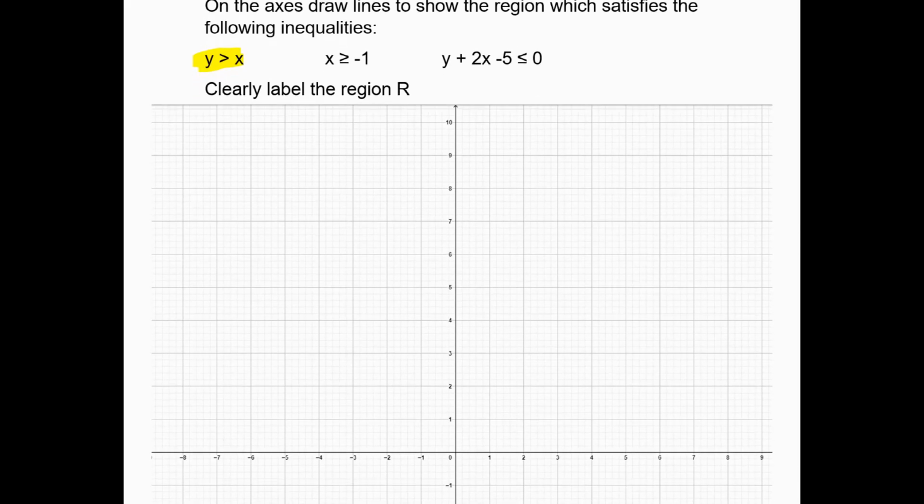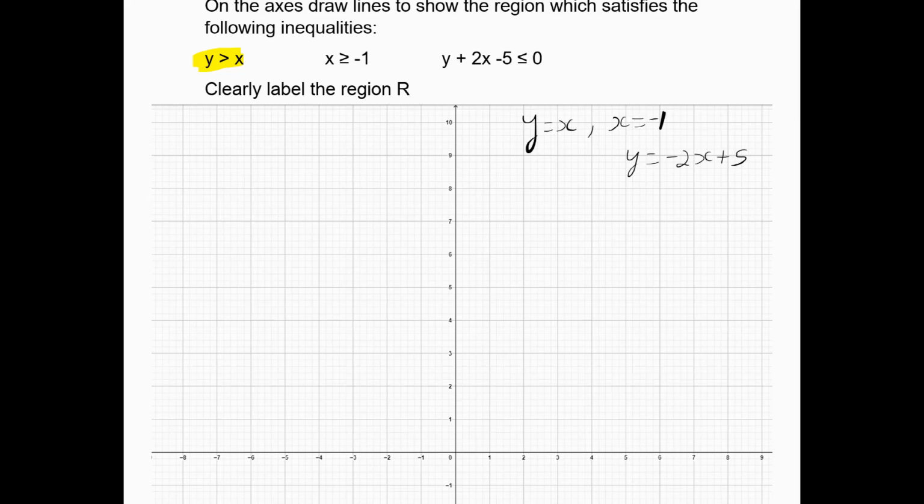To represent the inequality region, I need to first draw the lines y equals x, because that's similar to our first inequality. I'm just writing it with an equal sign. x equals 1, and y plus 2x take away 5 is equal to 0. And this last equation, now that I've written it like an equation, is best written in the form y equals mx plus c. So that's y equals minus 2x plus 5. And this should be x equals minus 1, not 1.